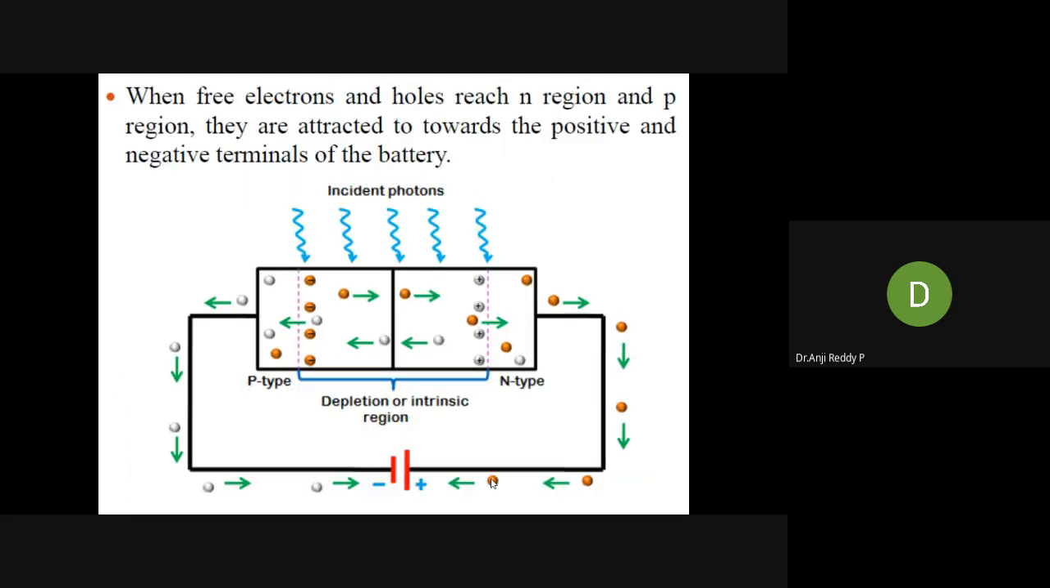When free electrons and holes reach N region and P region, electrons will reach N region and holes will reach P region. They are attracted towards positive and negative terminals of the battery. Whatever electrons are generated in depletion region move towards N type, attracted by the positive terminal. Whatever holes are generated in intrinsic region move towards P type, attracted by the negative terminal of the battery. Okay, this concept.